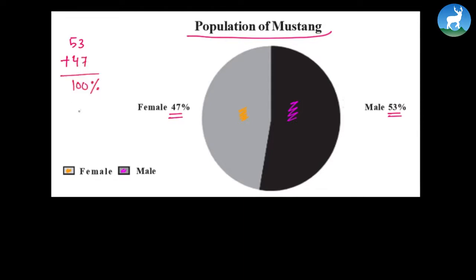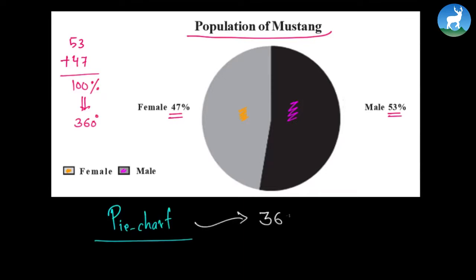So the percentage is 100 and the degree is 360 degrees. So the simple mathematics is, in a pie chart, all the data are converted into a 360 degree angle. We have just seen, 47% female and 53% male. They represent the total population. That means 100% represents the total population. So that 100% is converted into 360 degrees, and with the help of a protractor, a pie chart is drawn.